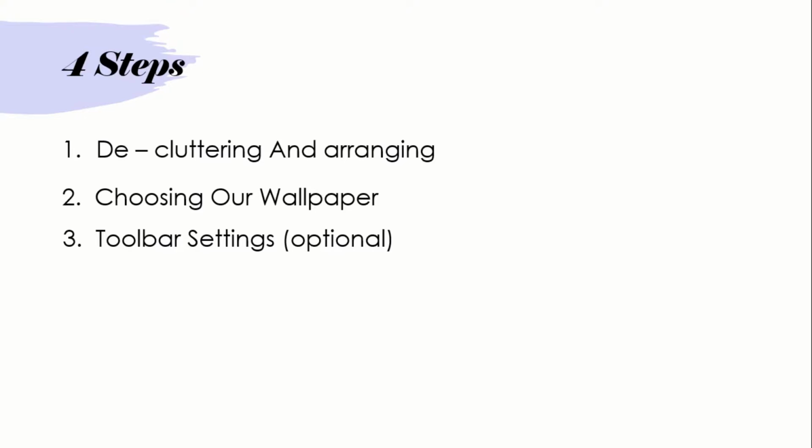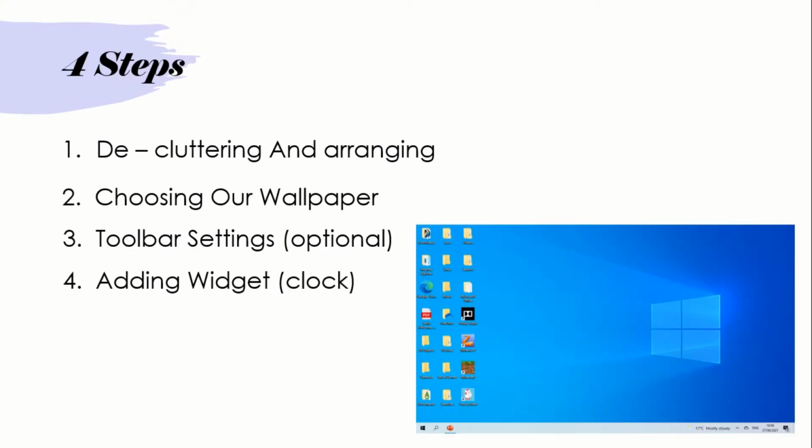And the fourth step is adding a widget, for example, a clock. This is an optional step as well, but it makes our PC look nicer and it's also a functional feature. So, let's get into it. This is what our PC will look like before, and now we shall make it look more aesthetically pleasing.